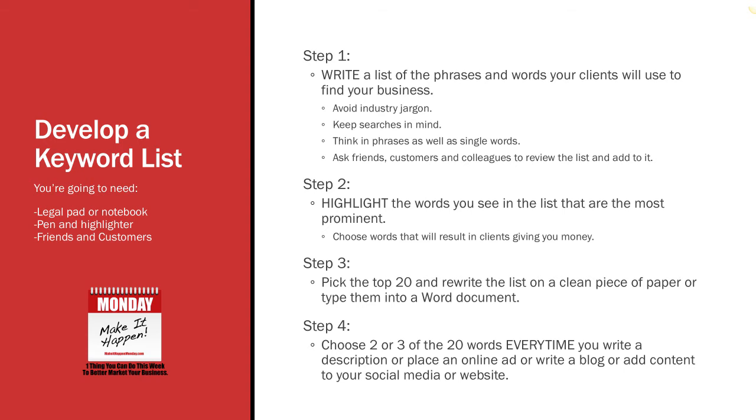Okay, step 2. We're going to go back over this list. And by the way, the list should take you a couple of days to write. I really recommend writing it over a week's period of time. Once you've done it, go back with your highlighter this time, and that's why we're using a legal pad or a notebook, so everything's kind of attached together. Go back and highlight the words you see in the list that are the most prominent. When you're highlighting these words, I want you to keep in mind to choose the words that will most likely result in clients giving you money.